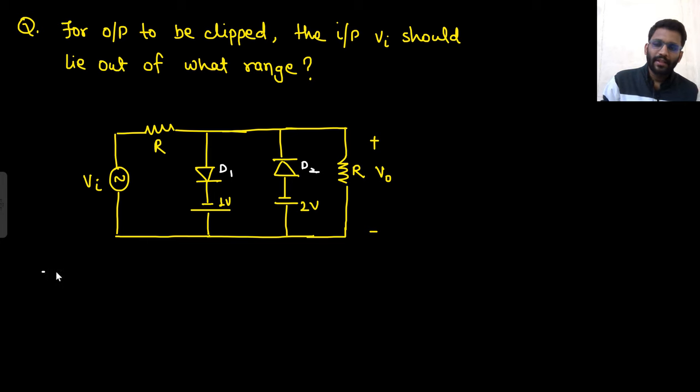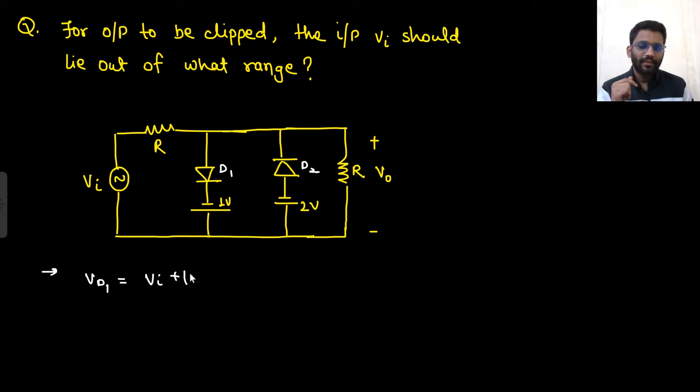So without even drawing the circuit, tell me what will be VD1. Take your time and tell me. Don't do it wrong. Vin plus 1. Is that your answer? That is wrong. Why is it wrong?